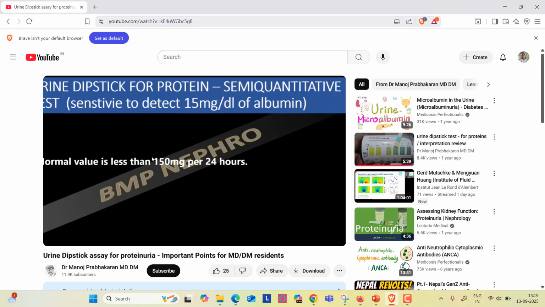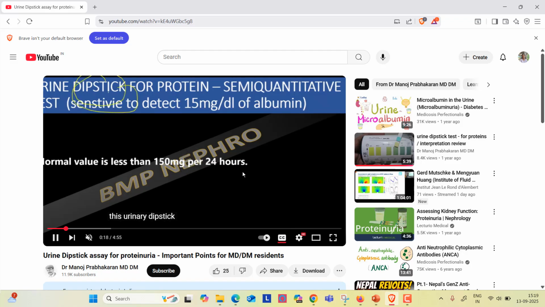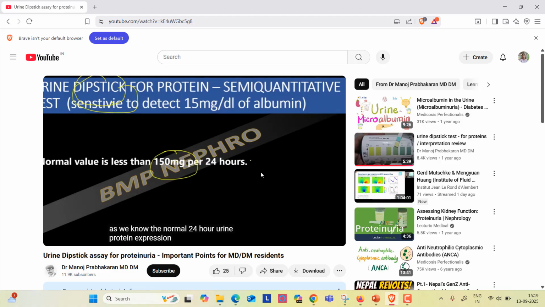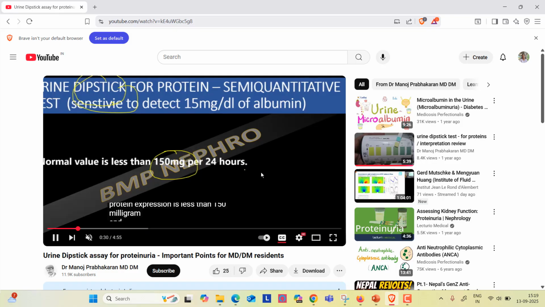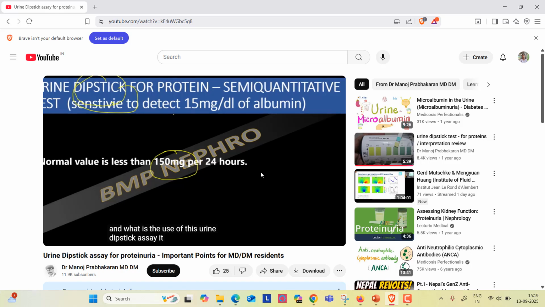So dipstick for protein, the normal value is less than 150 mg per 24 hours. It's basically a semi-quantitative test. Urine protein excretion is less than 150 milligrams. It can detect up to 15 milligrams per deciliter of albumin.